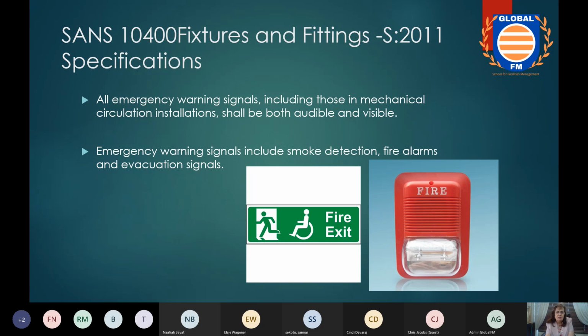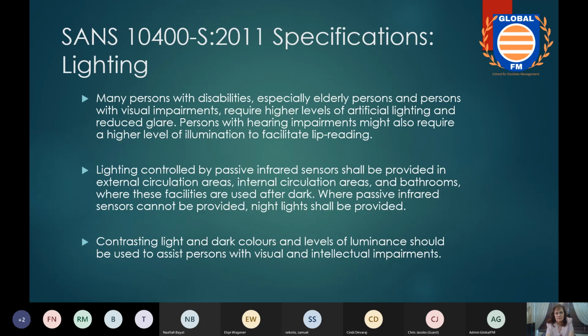Quite important, emergency warnings, including those in your mechanical circulation installations, shall be both audible as well as visible. So your emergency warning signals include your smoke detectors, your fire alarms, and also your evacuation signs.